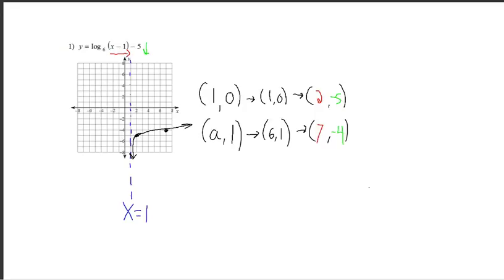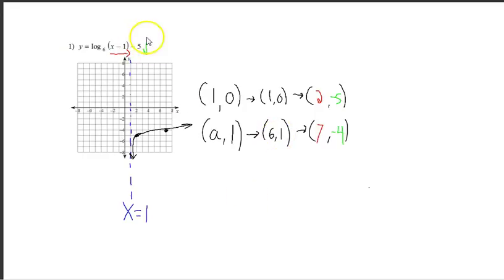So, let's take a look here. So this first problem is a log problem. Now, you will always be graphing the points (1, 0) and (a, 1). Now, in this case, a is the base, so a is 6. Now, what we have here is (1, 0) and (6, 1).